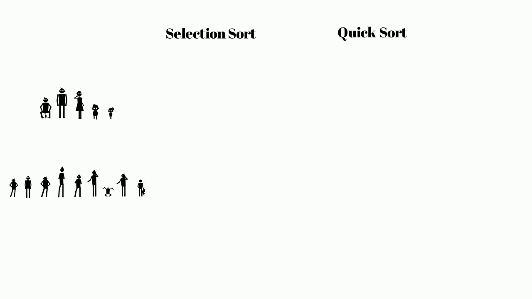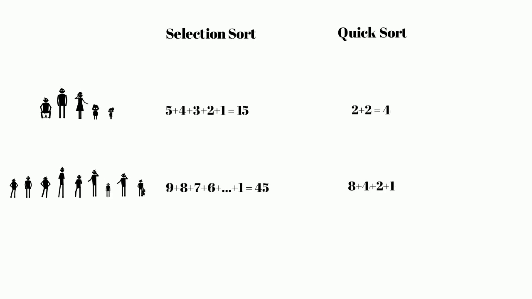Let's review the number of comparisons we made using each sorting method in each scenario. For the Smith family using selection sort, we had 15. But using Quicksort, we only made 2 comparisons on either side of the middle person, so it comes out to be 4. Now for the 9 people group using selection sort, we had the sum of 9, 8, 7 all the way down to 1, which is 45. But using Quicksort, the number comes out to be 16, which is almost the same as using selection sort for the 5 people group. Therefore, Quicksort is much, much faster.